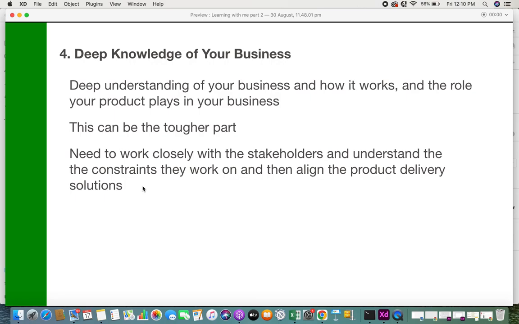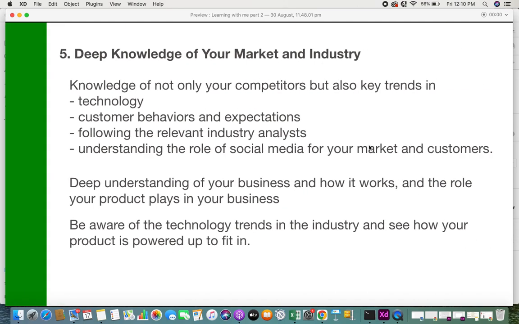So to have that alignment, managers need to have a deep knowledge of the business, and how that happens is interacting with stakeholders and the right people. And the last one is deep knowledge of your market and industry. So every product would target a particular market and an industry.